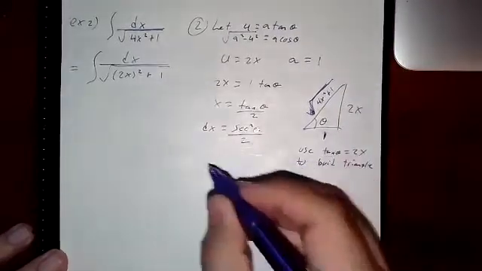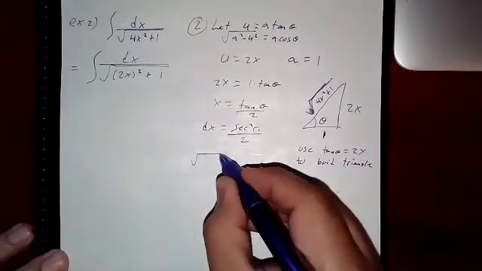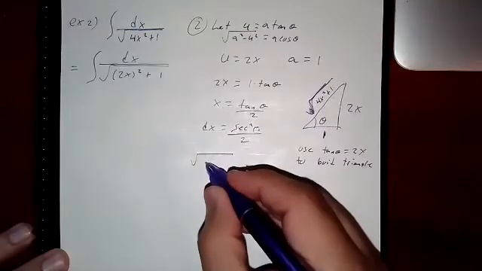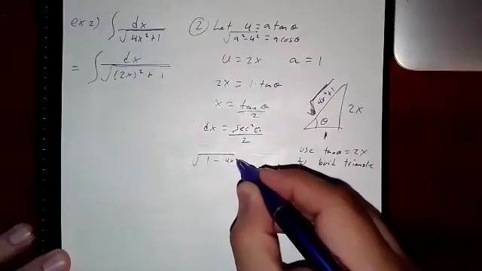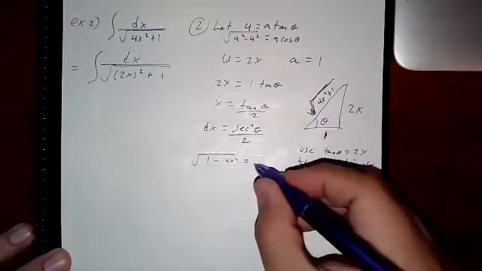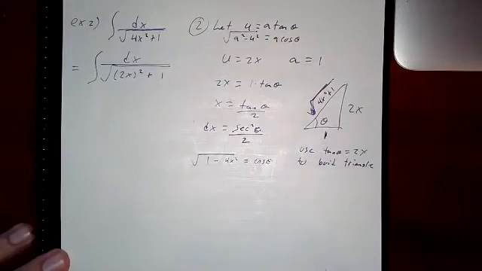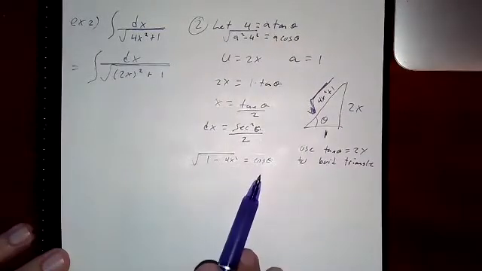So we have the square root of 1 minus 4x squared equal to a cosine, just cosine theta. So this whole thing will be replaced by cosine. Okay.